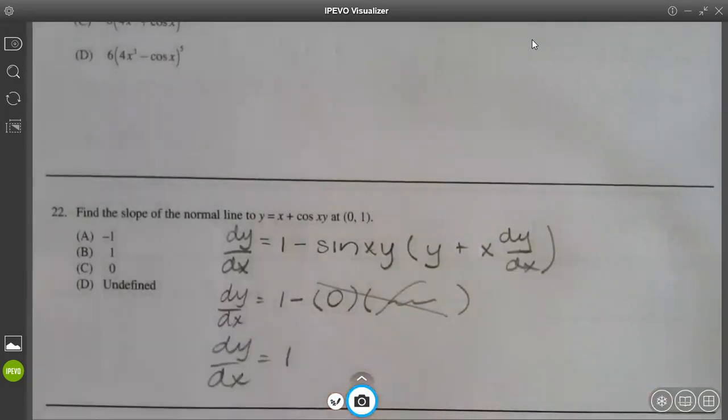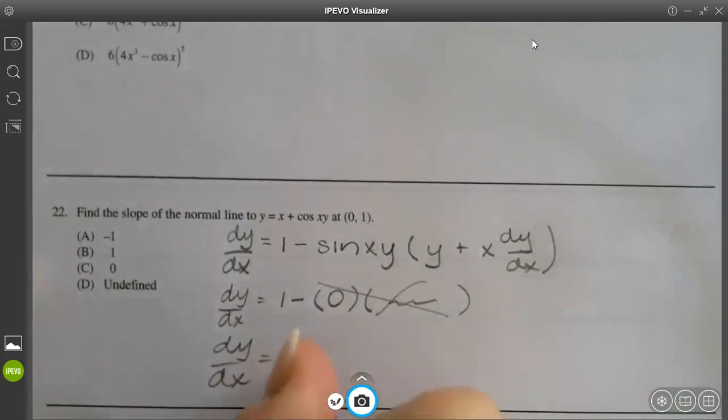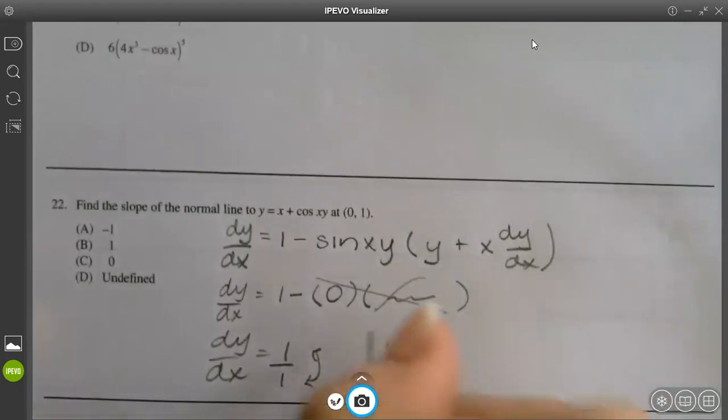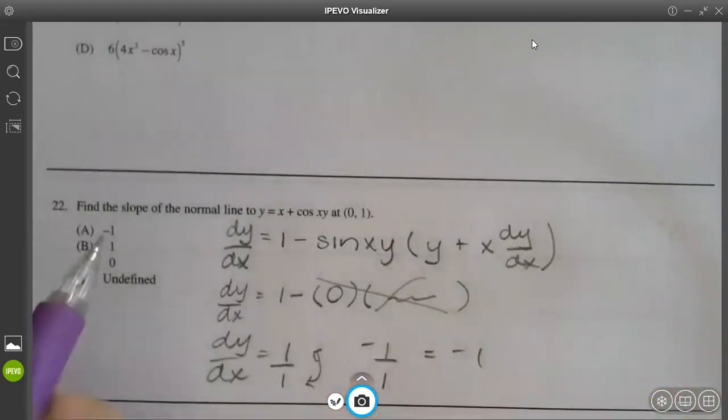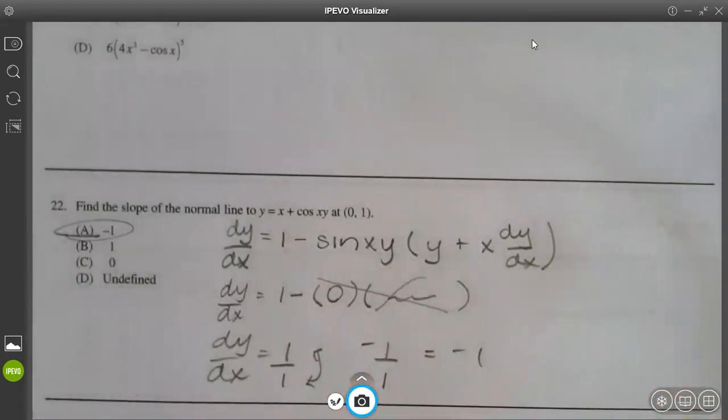But we don't want that slope. We want the reciprocal, so this is 1 over 1. Flip it over, still 1 over 1. Change the sign, and I get -1. You did good. Good job.